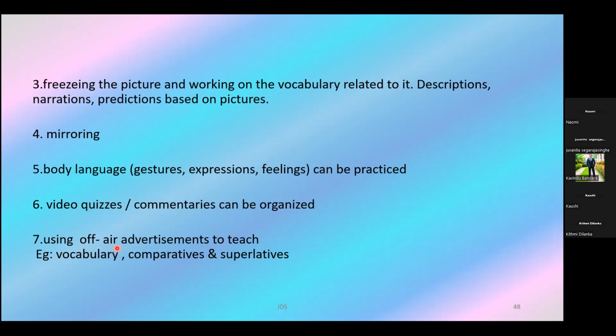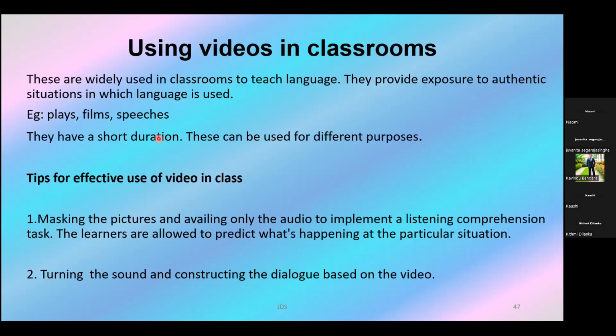Off-air advertisements on certain products, it can be a shampoo, it can be a shirt, any kind of product. Make use of that product. Look at that product and they have to perform an advertisement. How will you advertise this product? So they have to act it out. So there are multiple ways of utilizing the video. It's actually a very useful tool to promote language.